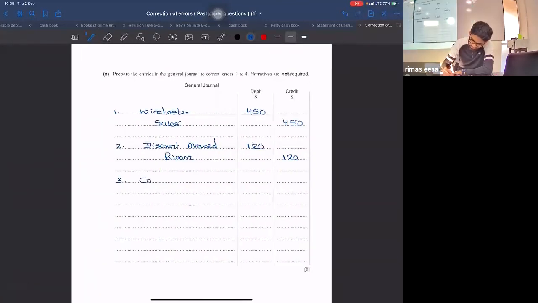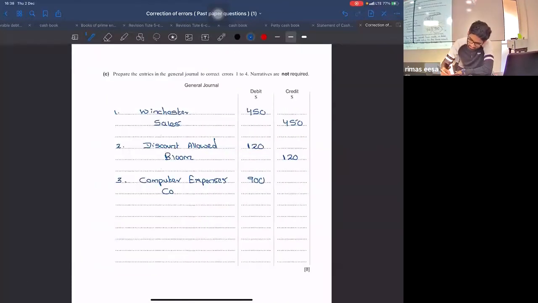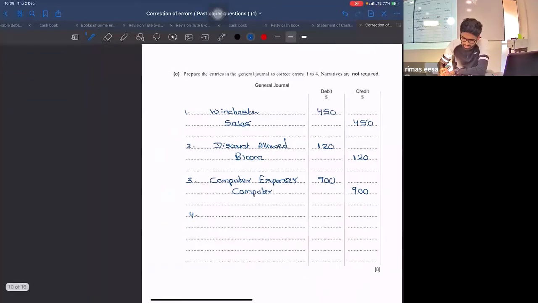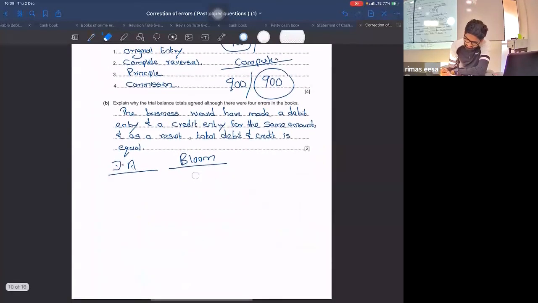Computer expense account. Computer expenses account should be debited with 900. Okay. Computer expenses account should be debited with 900 and computer account you are crediting 900 in the computer account. So computer expense account is debited, computer account is credited. Last one to correct it. The last error.